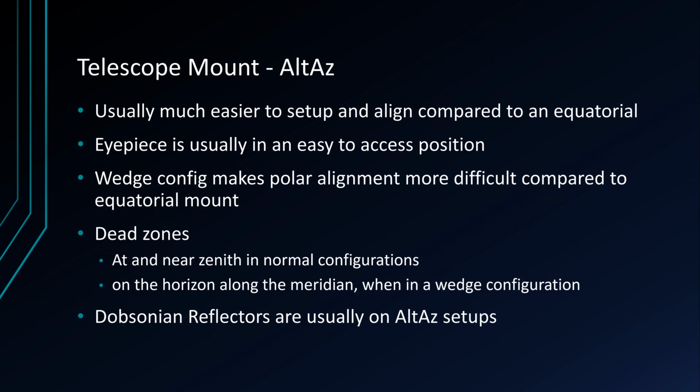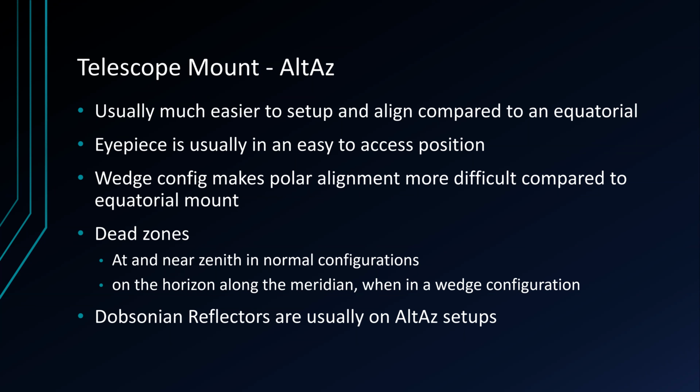So some of this I've already hit on. They're generally easier to set up and tear down because they're used to up, down, left, right movements. You'll generally keep the eyepiece in a spot that's easy to access, which is not necessarily true for equatorial mounts. So I generally say they're much more beginner friendly in that particular setup. The main trade-off with an alt-az, other than the fact that they're not really suitable for photography, if that's going to be your thing in the long term, is that their dead zones are at zenith, directly overhead, at the very top of the sky.